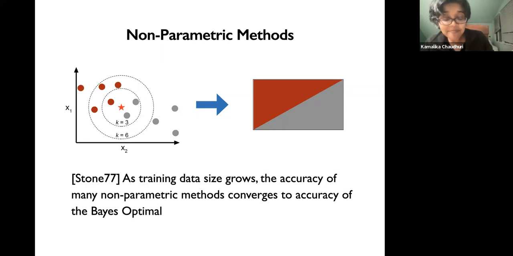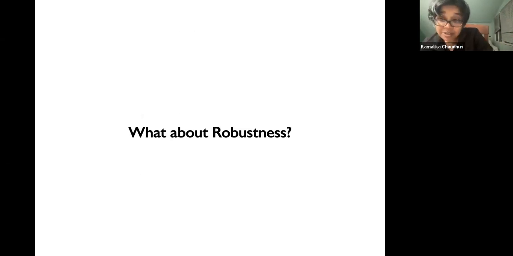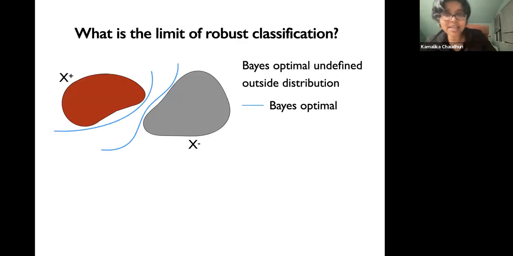If you get a lot of data, then you will slowly converge to the Bayes optimal, the accuracy of the Bayes optimal classifier. Okay. Well, what about robustness? This result, however, doesn't apply to robustness. Before I get to this question, let us first ask ourselves, what is the limit of robust classification?